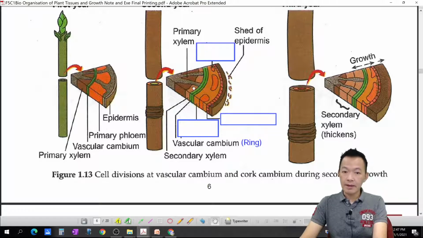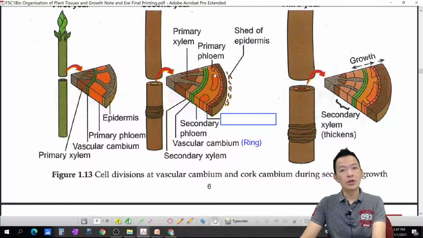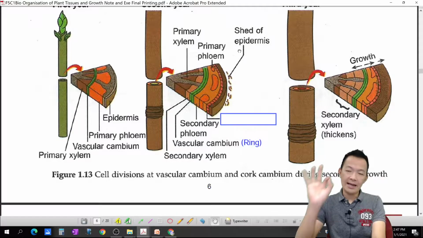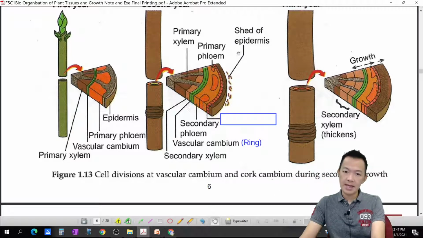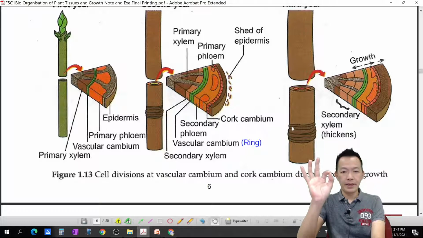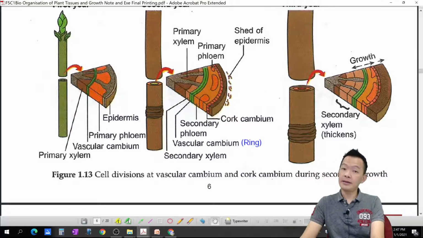So vascular cambium or cambium ring also produces what? Secondary phloem tissue. Secondary phloem tissue that pushes the primary phloem tissue outwards towards the epidermis. 推出去，朝着外皮那边推出去。And under the epidermis, there comes another layer of meristem. 来了另外一层的 meristem，这一层就叫 cork cambium. OK，它也是一个圈的 cork cambium.